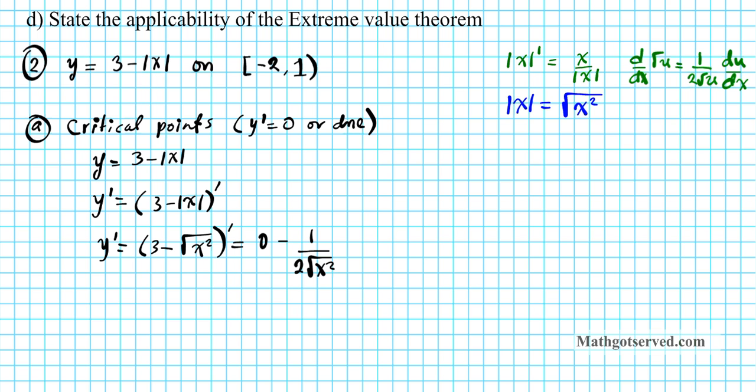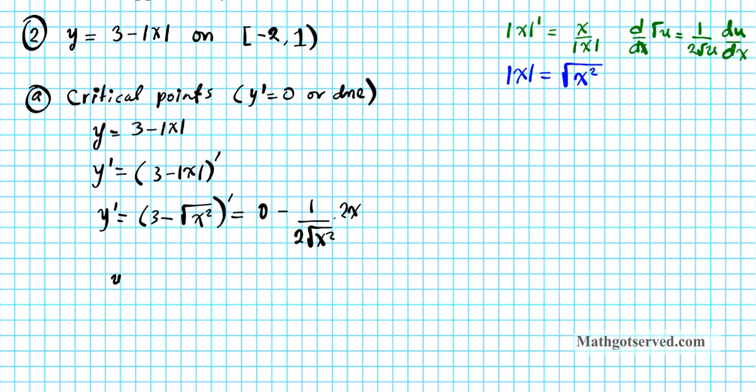Now we're going to multiply that by the derivative of the inner function. u in this case is x squared. The derivative of x squared is 2x. So we have y prime is equal to negative 2x over 2 root x squared. And then these two 2's divide out. This 2 goes to 1, and this 2 goes to 1. And that becomes negative x over, now the square root of x squared can be written as the absolute value of x. All right, so there goes the derivative.